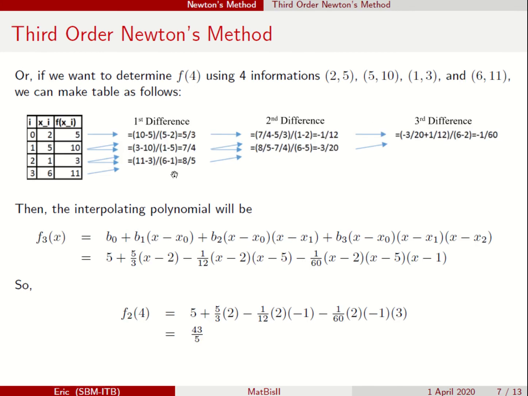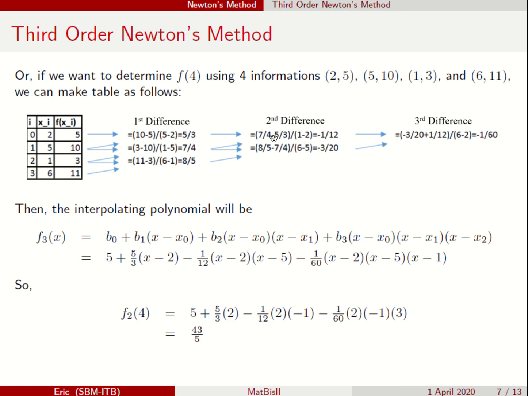And I can look at the third order also if I have additional information, that is 6, 11. So I can find the first difference between the first row and second row, the first difference for the second and third row, and the last one is the first difference between the third and the fourth row. So I have the first difference, and I can have the second difference. What is the second difference? The second difference is between this and this.